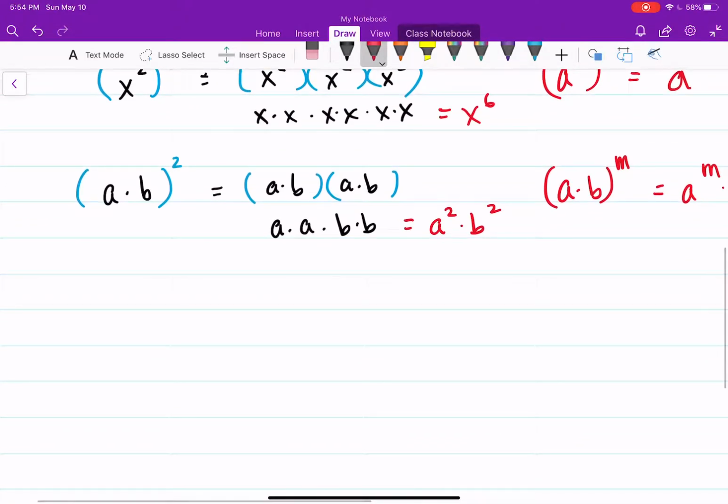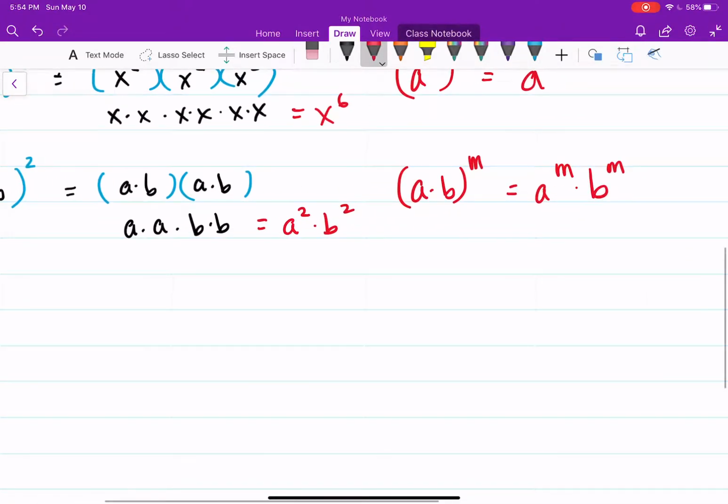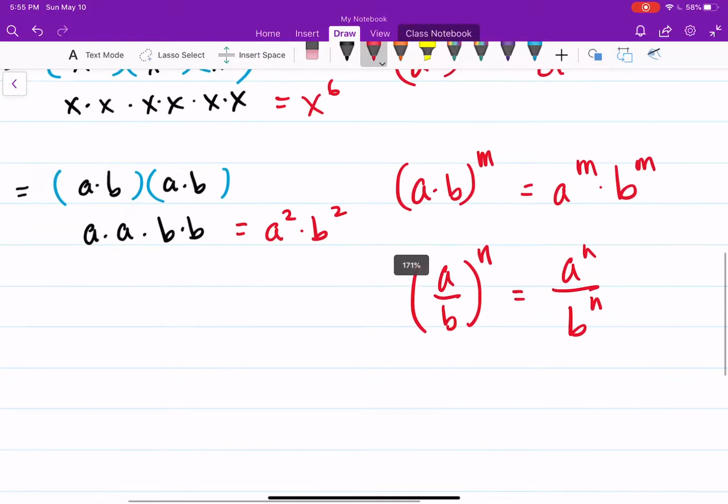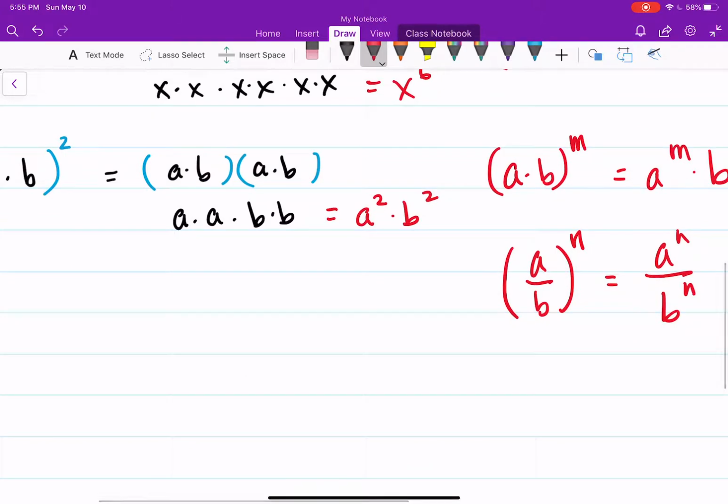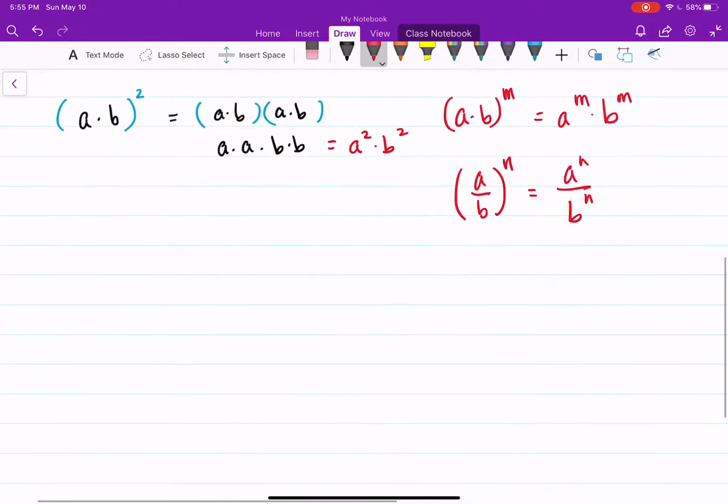And the same happens for division. So if I had a divided by b raised to the nth power, then I have a to the nth divided by b to the nth. All right, same idea, just with multiplication and ones with division, okay? And then some of these rules we don't really need.